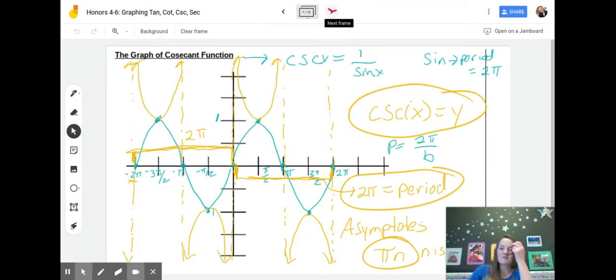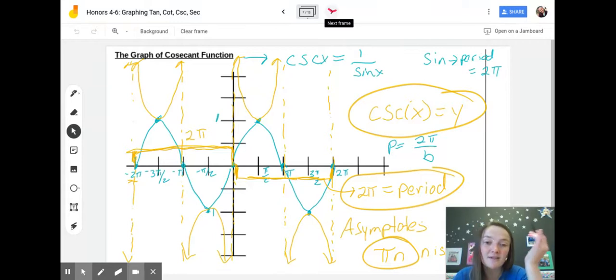All right, so the new graph that we visualized today was the cosecant graph. So the cosecant graph looks like this. It's actually the yellow graph. It's not the blue graph, so I don't know why I wrote that in blue. It's the yellow graph. Cosecant is such an interesting looking function. You'll see that there are so many asymptotes.